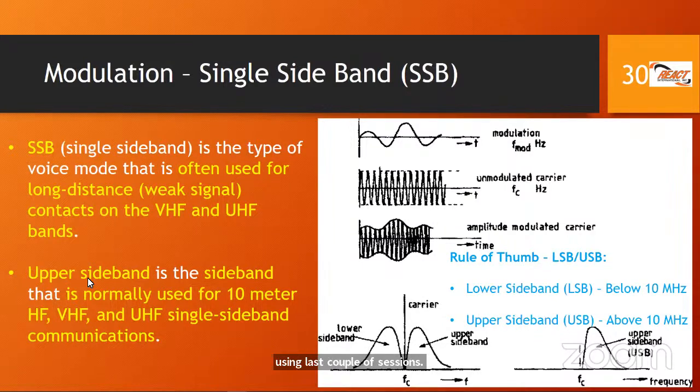But for the exam, we need to know USB or upper sideband is the sideband that you'll use, not lower sideband, for 10 meter HF, VHF, UHF single sideband communication, right? So 10 meter HF, VHF, and UHF. These three bands, right? You will use USB or upper sideband. The 10 meter HF band, the VHF band, and UHF.